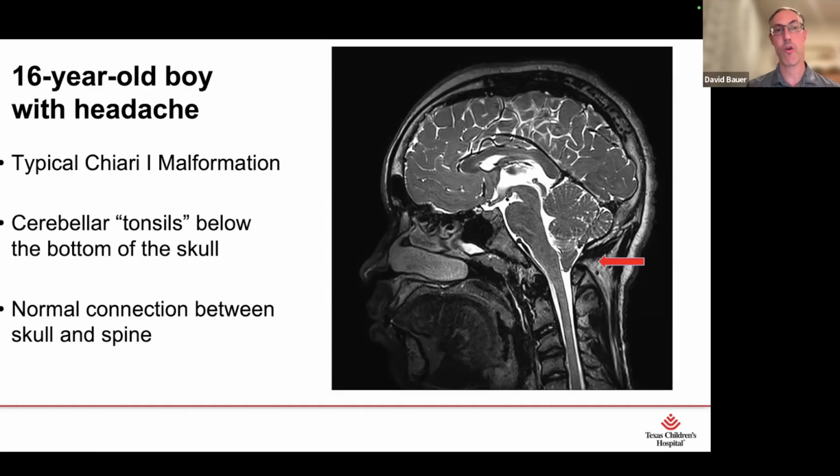But in this patient, there's a normal connection between the skull and the spine, and so you can see that the brainstem is going straight down. It's not kinked at all. There's no kinking or wedging between the skull and the spine.